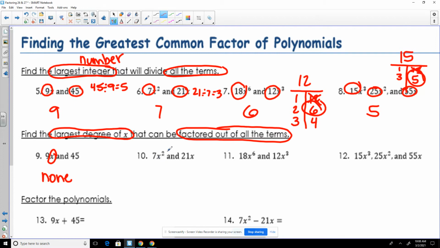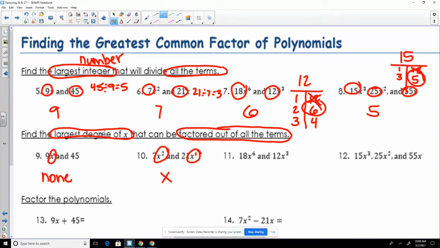So let's look at number 10. I have x squared, and I have x to the 1. My degree of x is 1. So my terms both contain the variable x. If they both contain the variable x, then that means that I can factor out at least one x.